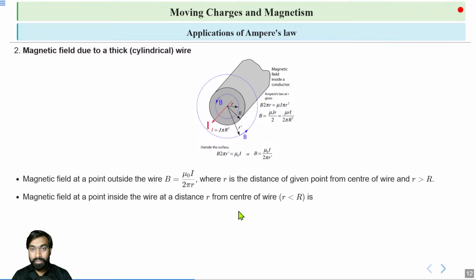And if we talk about inside the wire, for a point inside the wire at a distance r from the center where small r is less than capital R, the magnetic field depends on the proportion of the current enclosed within the smaller radius r. Since the current is uniformly distributed over the cross section, the enclosed current is proportional to the area pi r square. So the magnetic field inside the wire is given by B equal to mu naught I divided by 2 pi, into r divided by R square.